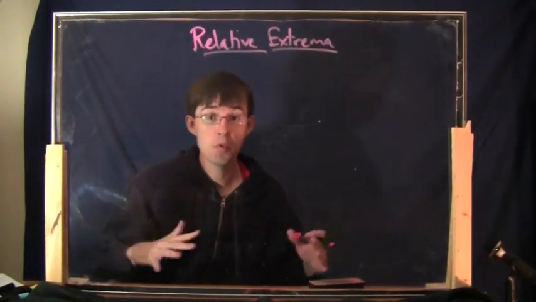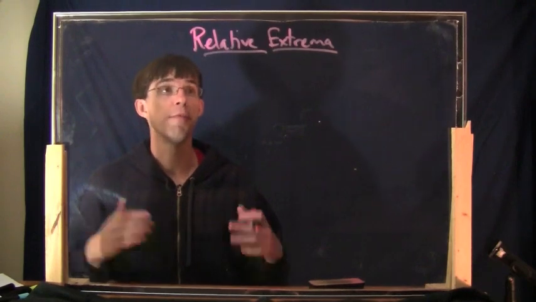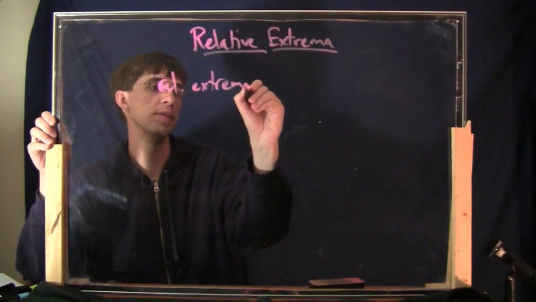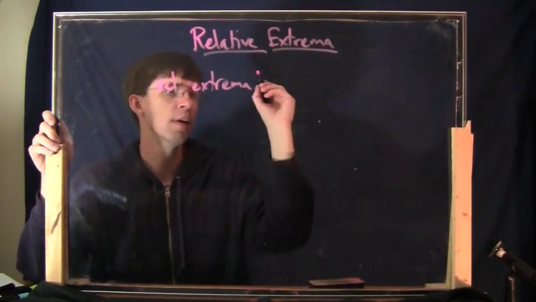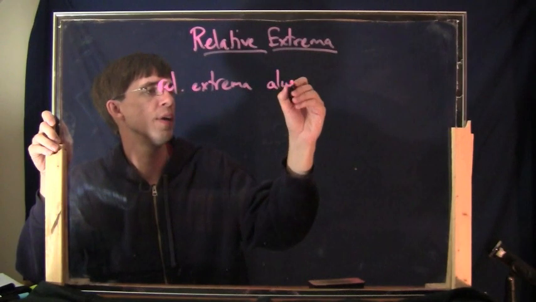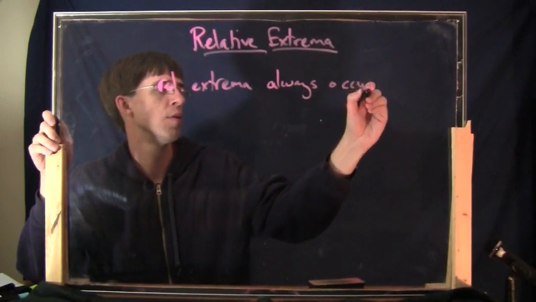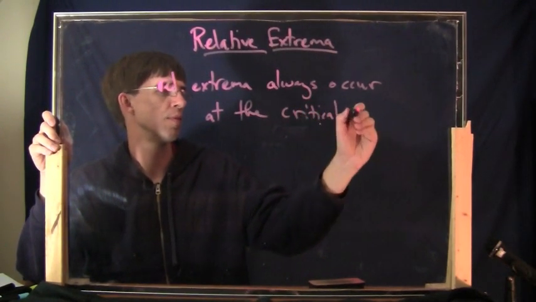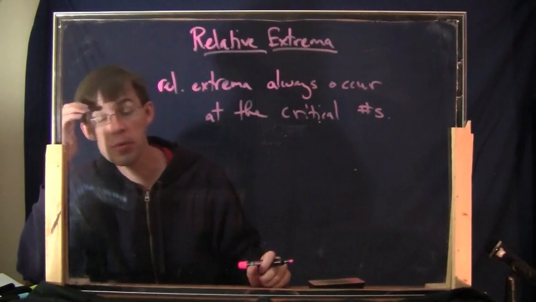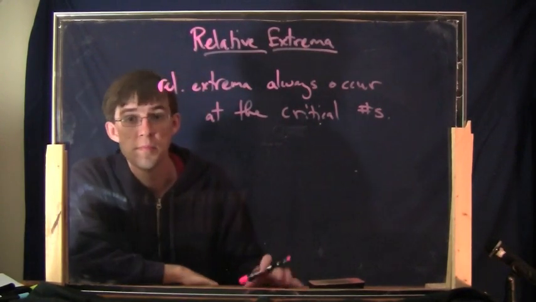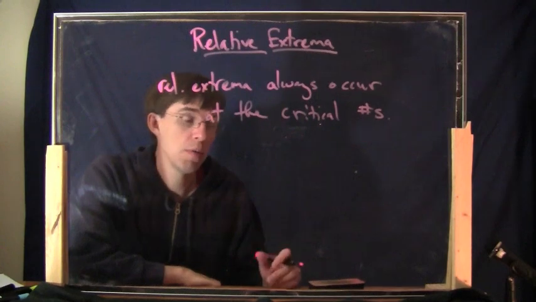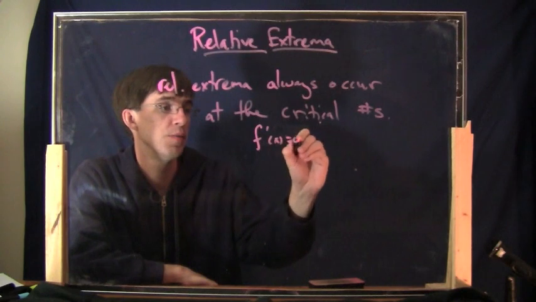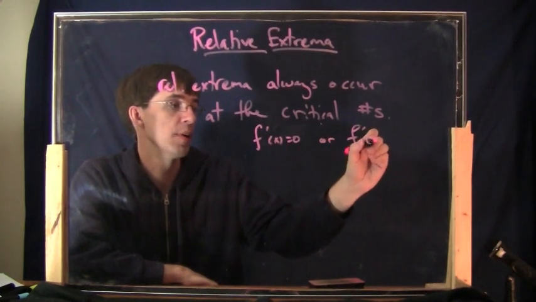The first thing, and the most basic idea behind the method for finding the relative extrema, is that the relative extrema always occur at the critical numbers. This is sort of obvious if you just think about the picture that I just had here. Remember, the critical numbers are places where the derivative equals 0 or where the derivative does not exist. That is, f prime of x equals 0 or f prime of x does not exist.